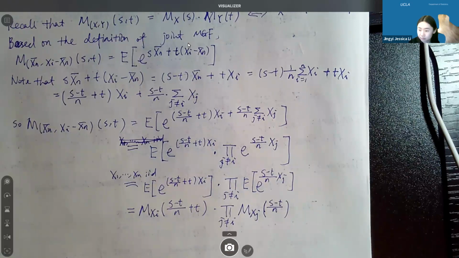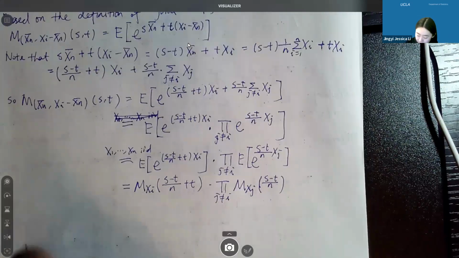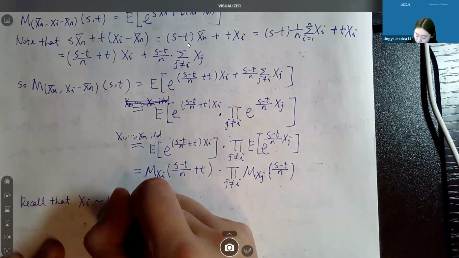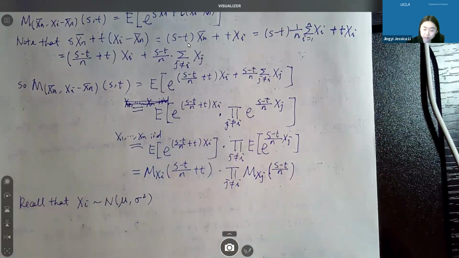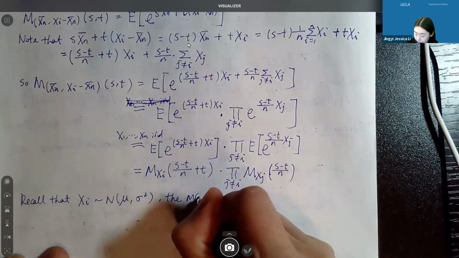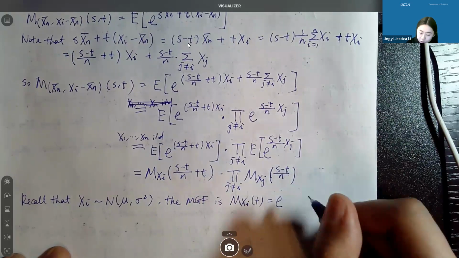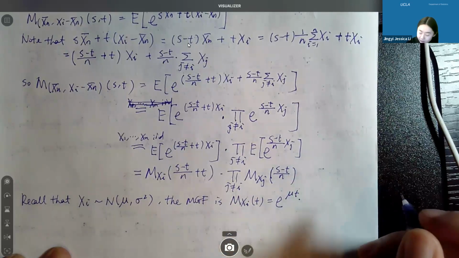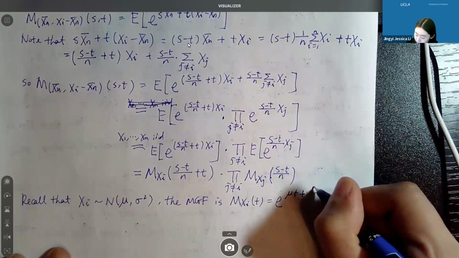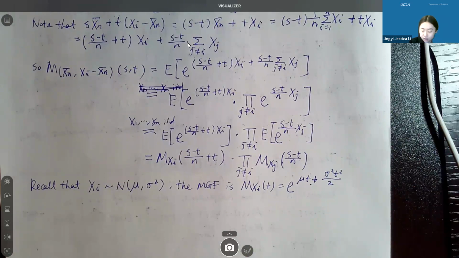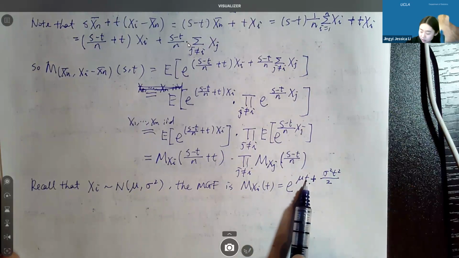Okay, are people with me? Sounds good. Now we are going to use the MGF of each x_i and x_j from what we know. Recall that x_i follows a normal distribution with mean mu and variance sigma squared. This is the condition of our theorem. The MGF, which we did a few lectures back, is exponential of mu t plus sigma squared t squared over 2. This is the MGF of the normal distribution. So the t argument appears here as the linear term and here as the square term.